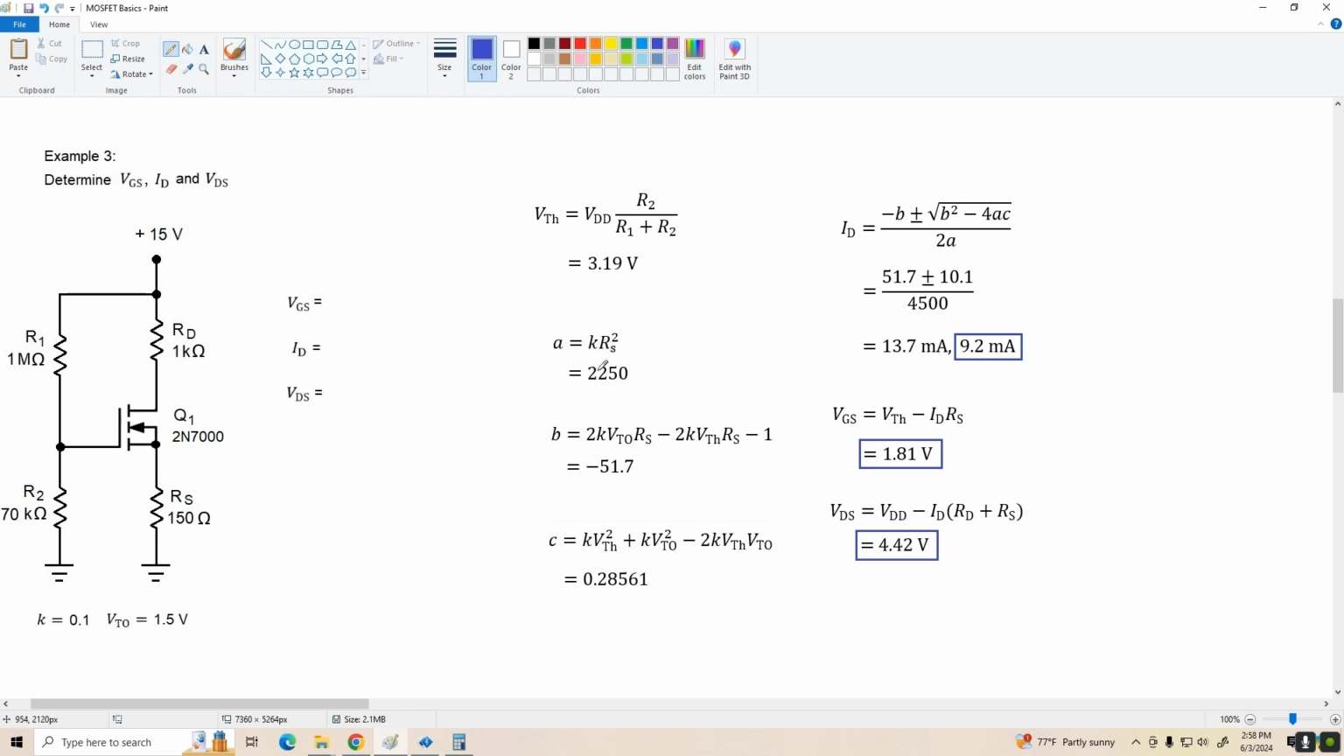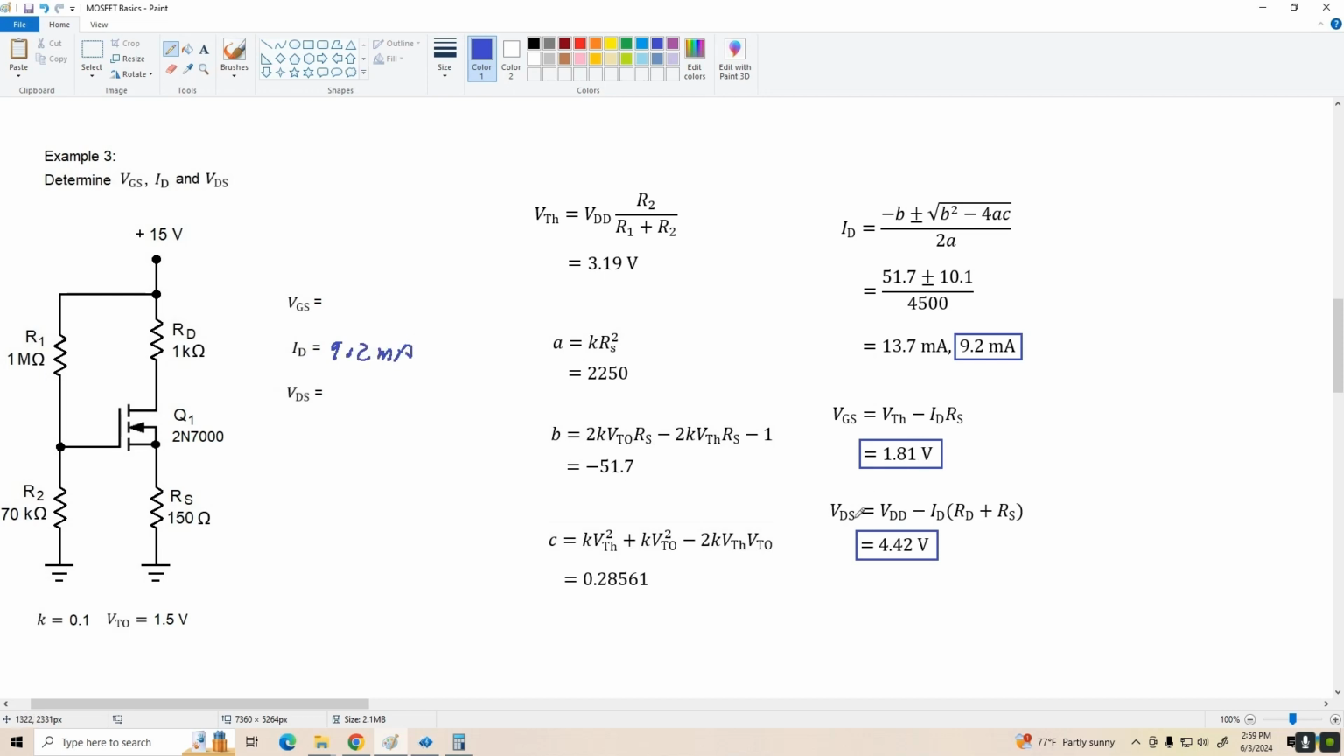A was 2,250. B works out to be negative 51.7. And constant C is 0.28561. When we substitute these into the quadratic formula, this is what we get. And our extraneous solution is 13.7 milliamps. Our actual drain current is 9.2 milliamps. So let me write that here, 9.2 milliamps.